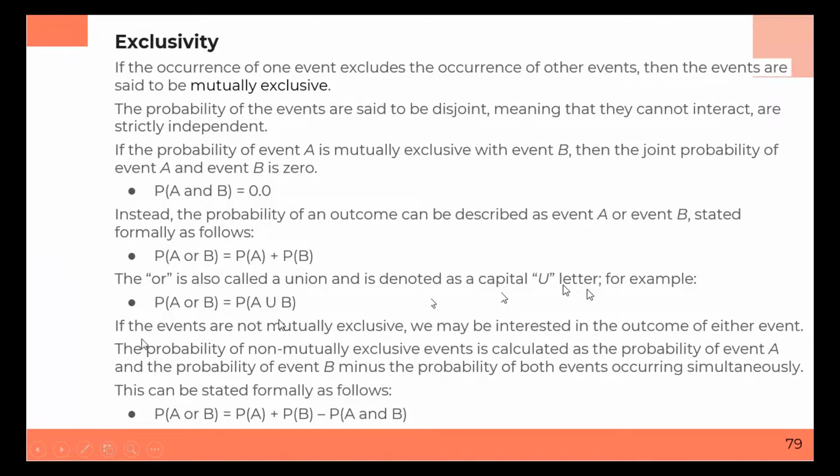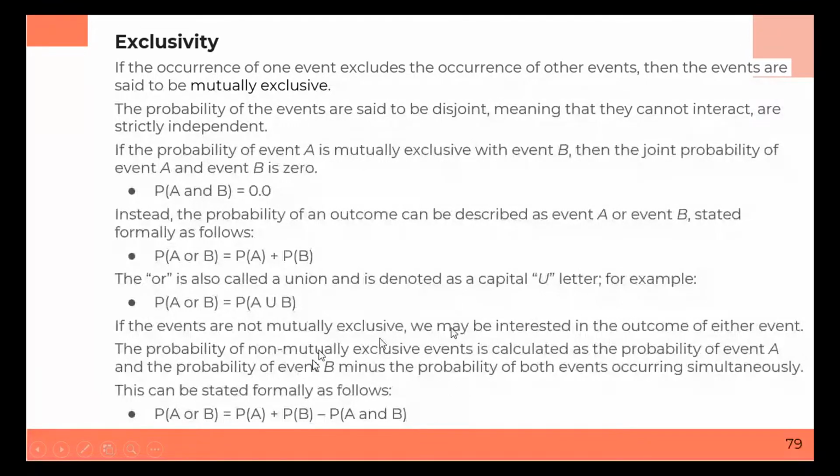If the events are not mutually exclusive, we may be interested in the outcome of either event. If the events are not mutually exclusive, what does that mean? They are not opposite. He will also come there. If you decide not to go there, then he will also drop his plan to go there. That is mutual exclusion; this is not mutual exclusion.